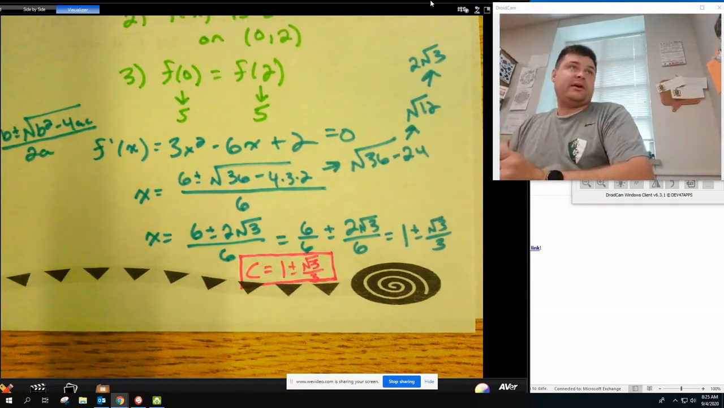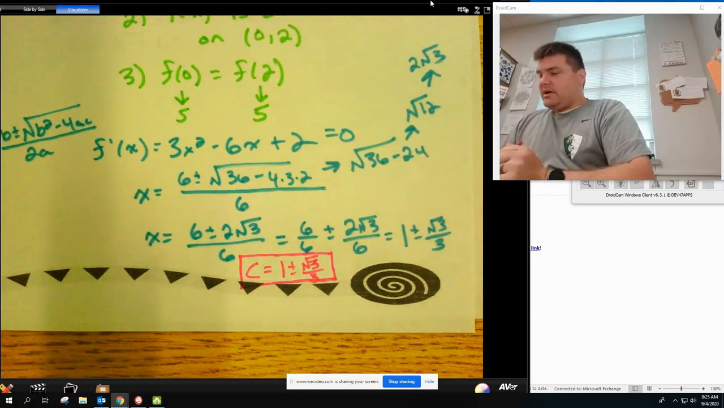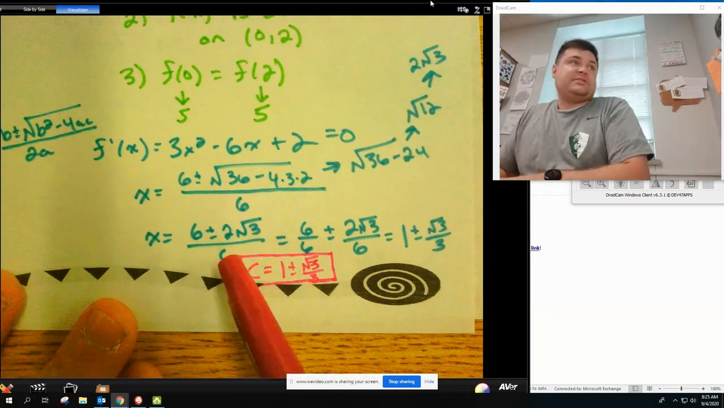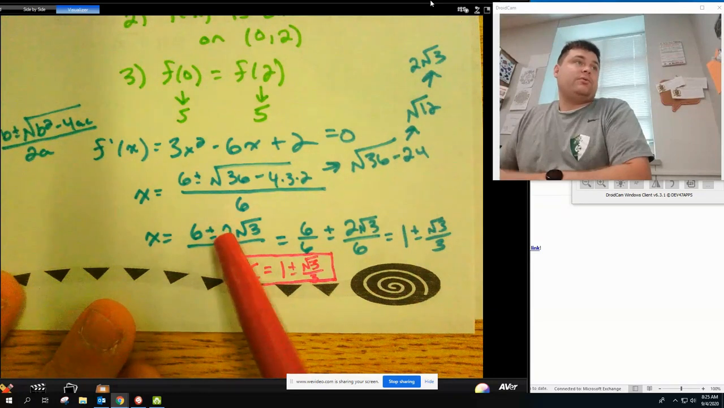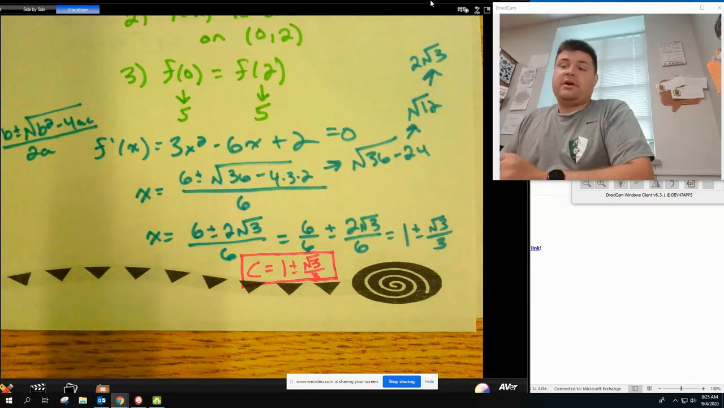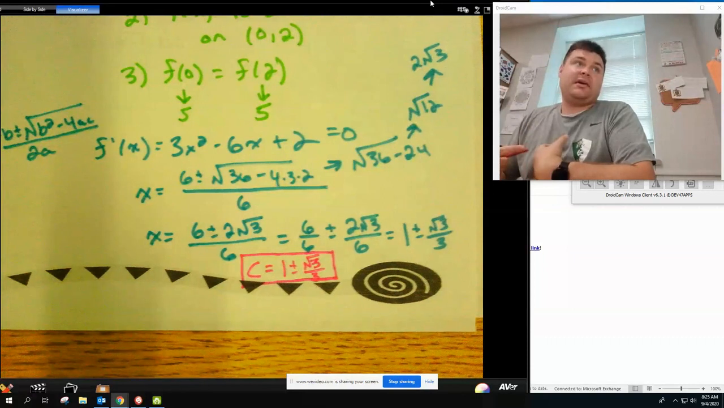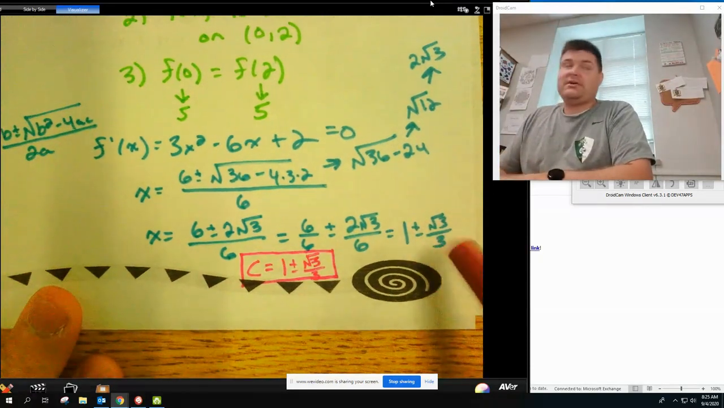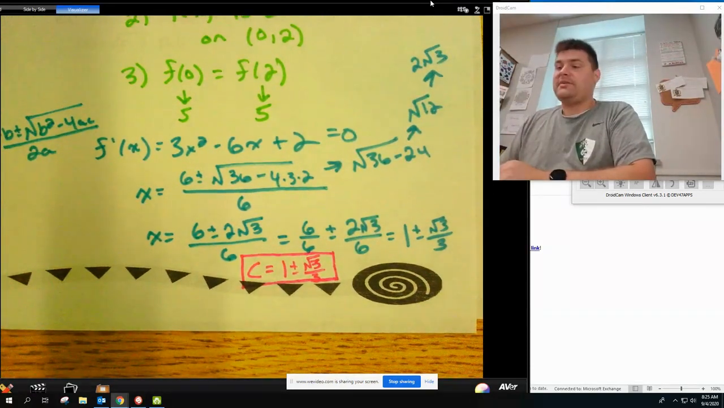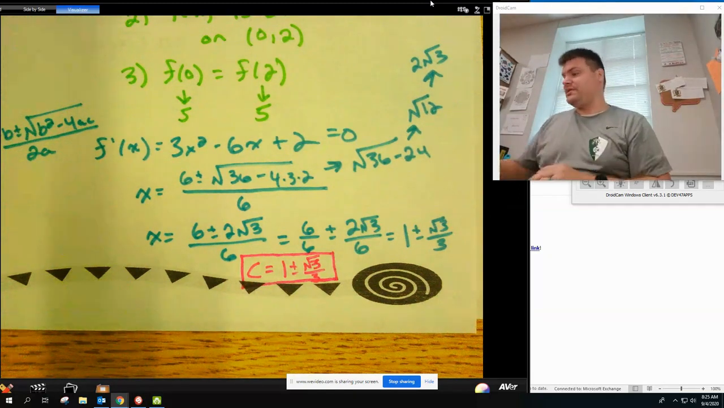So there's all my work there for solving for the C. If you wanted to keep this answer like this, the first one right here, totally cool. If you knew that that was between 0 and 2, I didn't know that personally. This is what I do to check it out. Oh, is it in the interval? So there you go. So that's Rolle's theorem. That's the first part. We're not done yet.